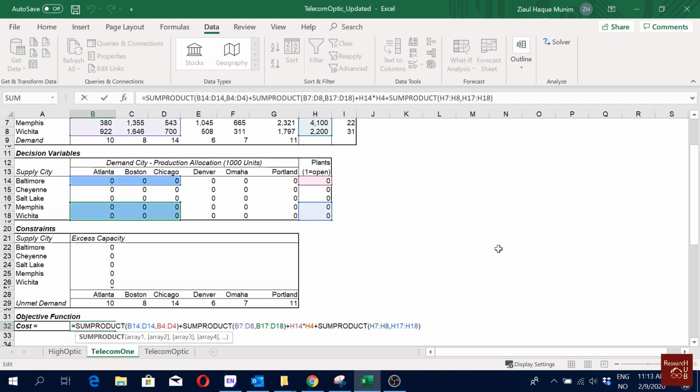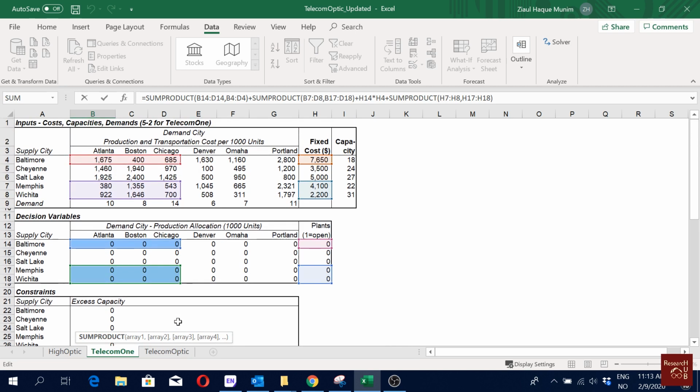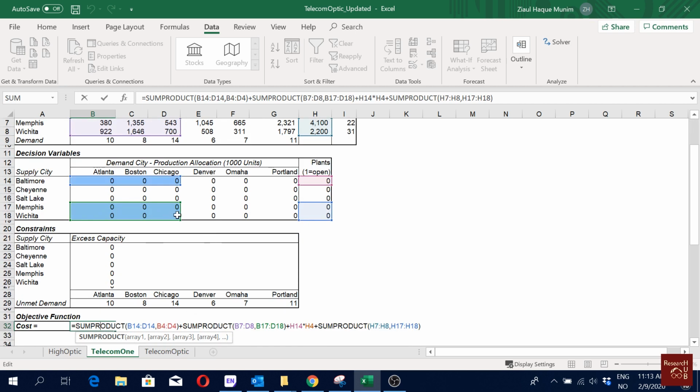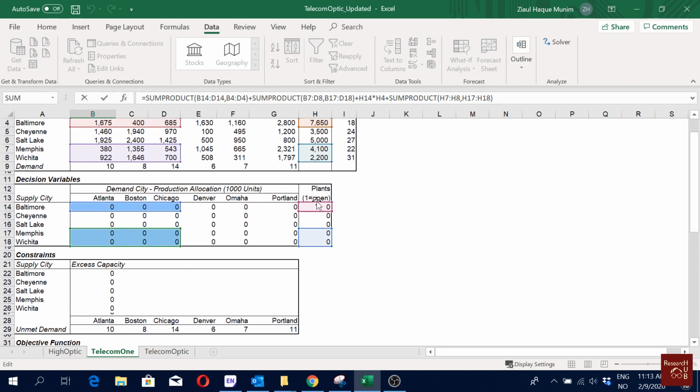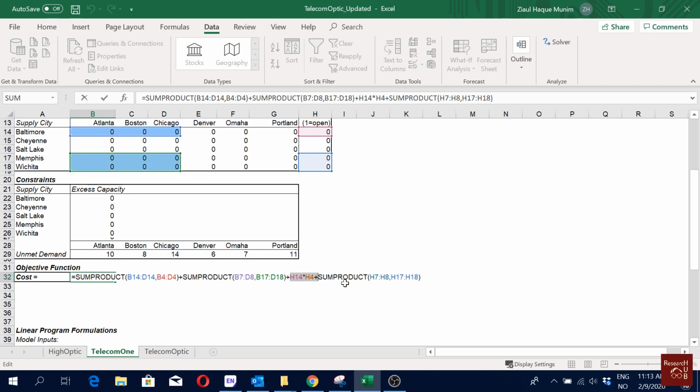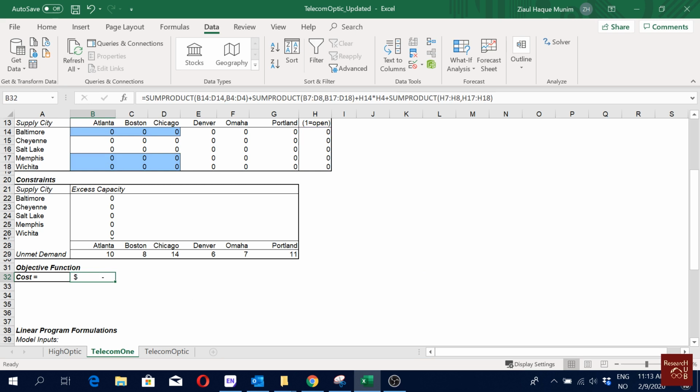And for our cost optimization, you see that we have some products: first this part multiplied with this part, plus then this part multiplied with this part. And then we have the fixed cost. So for fixed cost, we have these two, this one and this one, plus the fixed cost of these two multiplied with this part. So that's our total objective function. You can see it here.